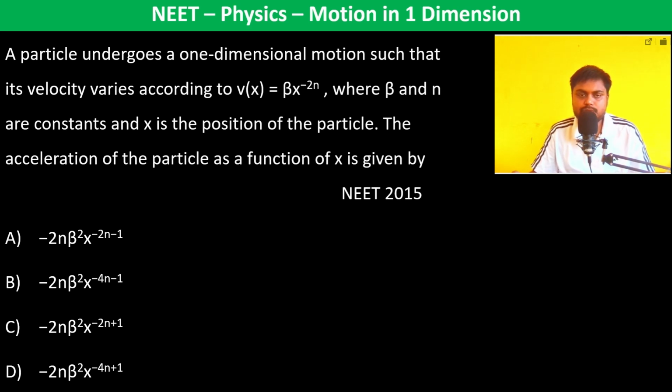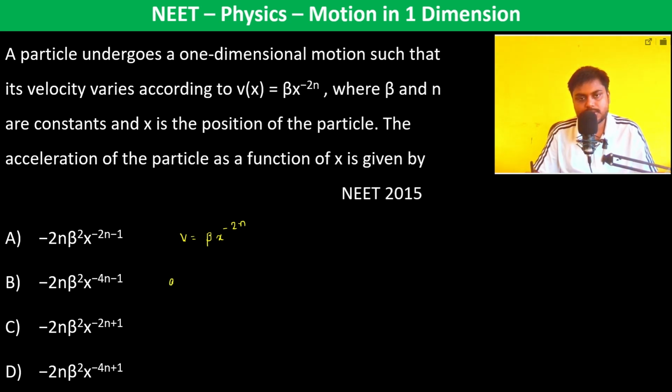A particle undergoes one-dimensional motion such that its velocity varies as this. Where beta and n are constants and x is the position of the particle. The acceleration of the particle as a function of x is given by.